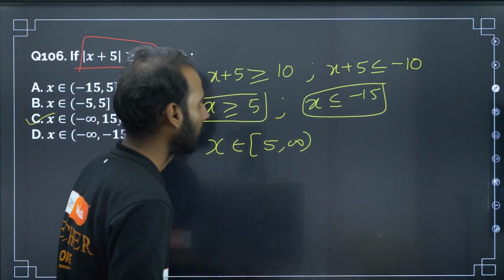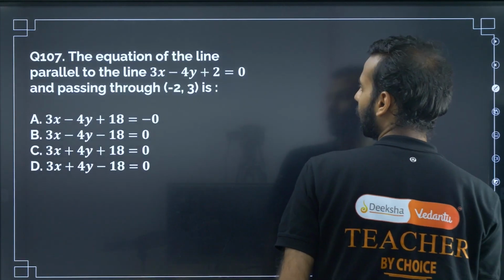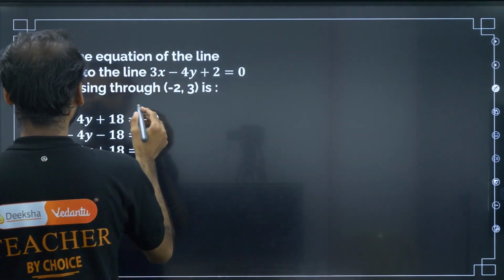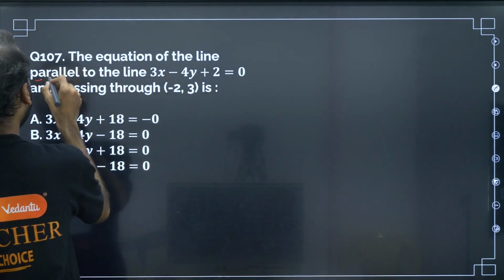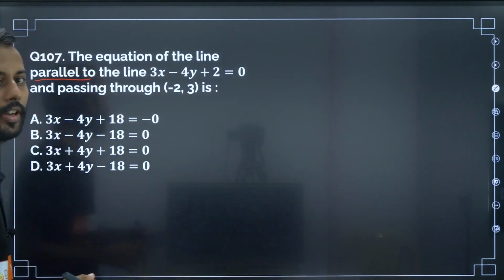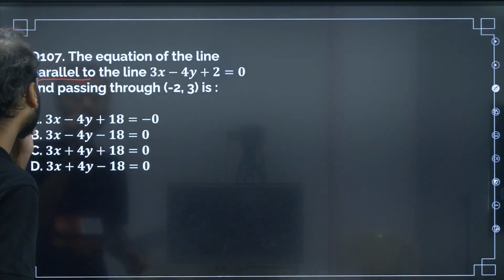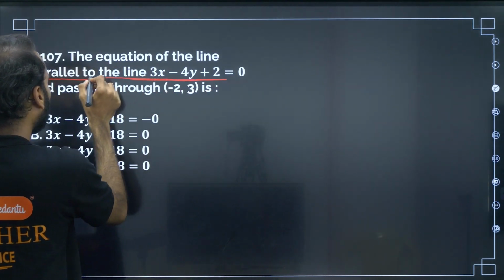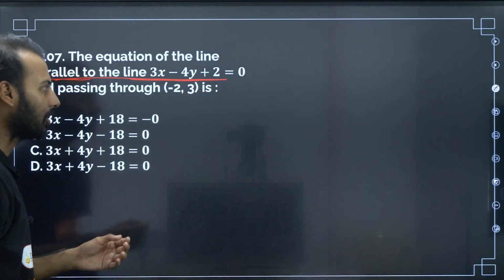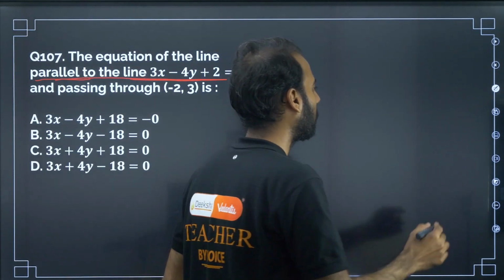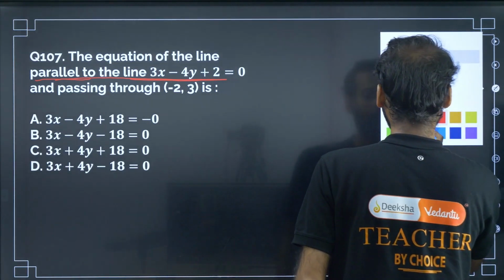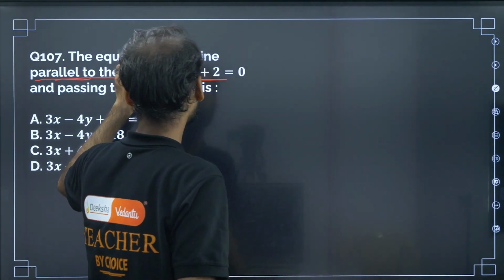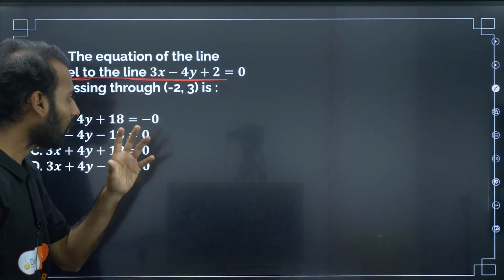Moving on to the next question. The equation of the line. Very easy question, you should not leave, nobody should leave. If you are leaving tough questions, that is a different thing, but such easy questions you should not leave. The equation of the line parallel to the line. They are talking about one line. One line means directly we have to extract the slope from that. The moment you see one straight line equation, the slope we have to extract.